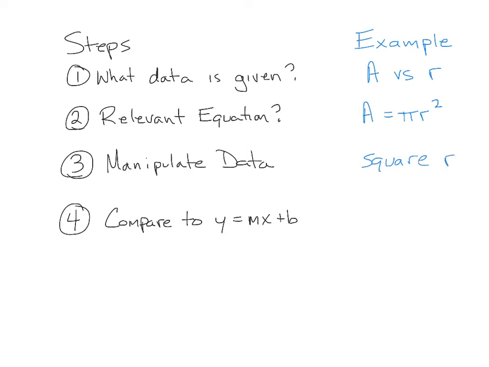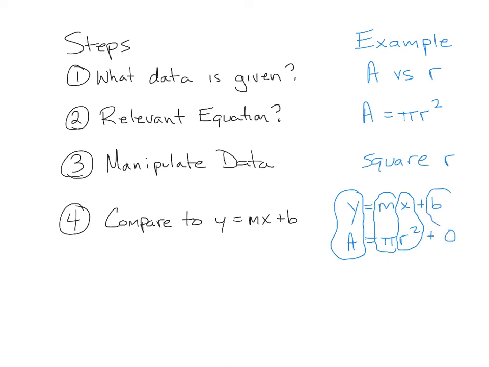And then finally, once you make the graph and calculate the slope, you can figure out the ideal value of the slope by comparing your y equals mx plus b to your relevant equation. So y equals mx plus b, a equals pi r squared. So we graphed our area on the y, we graphed our radius squared on the x, our slope should equal pi, and our y-intercept should be 0 because there's no plus anything on this equation.